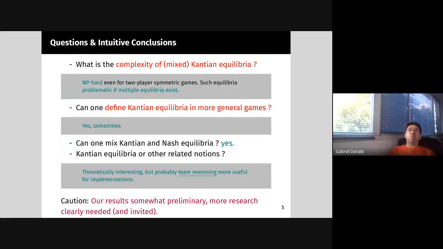The questions that I ask in this paper are the following, and I'm also going to give the intuitive conclusions. First of all, what's the complexity of Kantian equilibrium? Of course, they're very easy for pure Kantian equilibrium, but the moment we go to mixed Kantian equilibrium, and the moment we go beyond two-player symmetric coordination games, it is actually NP-hard to compute them. Moreover, playing mixed Kantian equilibrium is problematic if multiple pure equilibria exist.